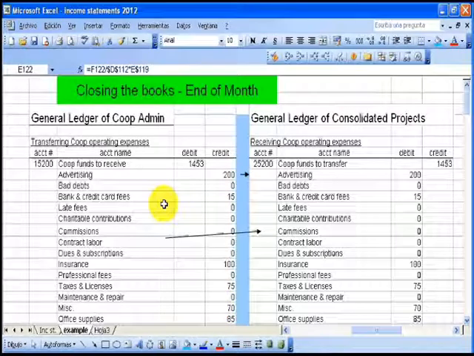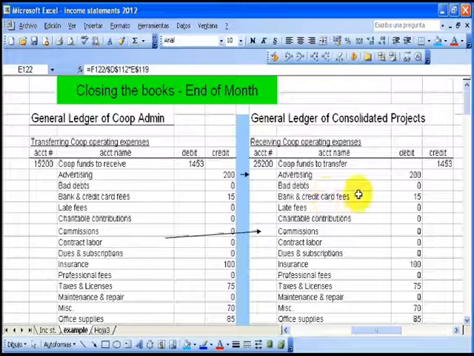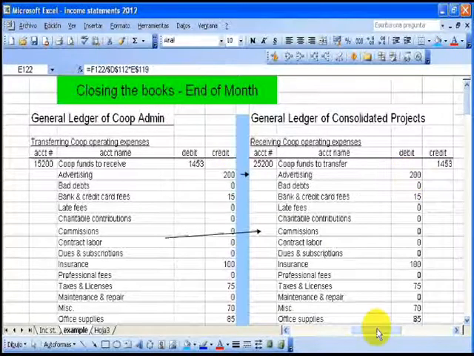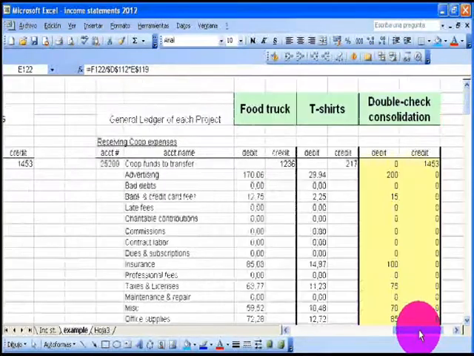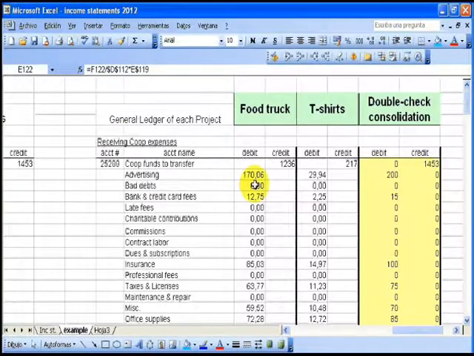Now these operating expenses are going to be transferred over to the projects. So here, these are actually the general ledger of the consolidated projects. So here this 200 moves over onto their books from a credit to a debit. And if we move over here, we'll see actually how the advertising is debited to the food truck and to the t-shirts. There's your $200 for the consolidation.